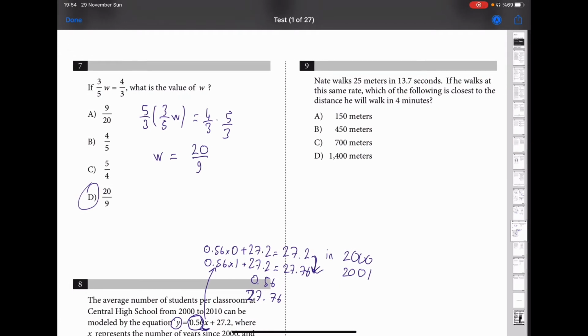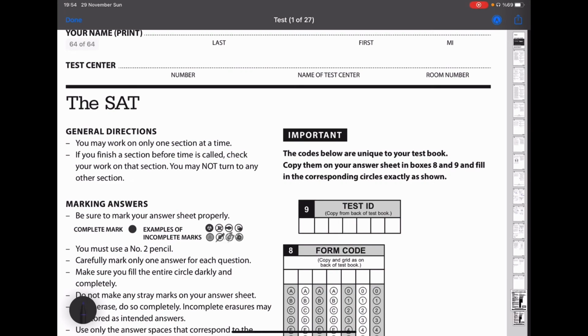Next question. Nate walks 25 meters in 13.7 seconds. If he walks at the same rate, which of the following is closest to the distance he will walk in 4 minutes? Okay, let's find Nate's speed first. It is 25 meters per 13.7 seconds, so his speed is, oops, sorry.